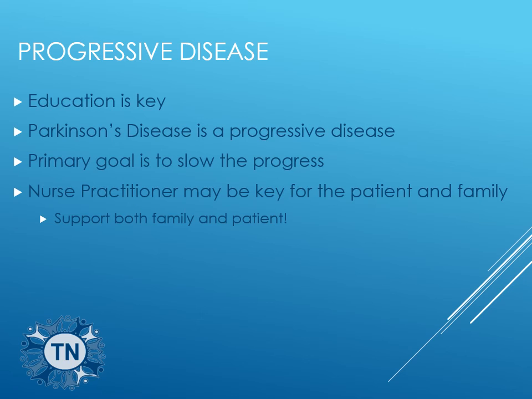Now, one of the most important things we need to do as practitioners is to educate both the patient and the family. They need to know that Parkinson's disease is a progressive disease. We do not have a cure for it. However, with the current treatments and research, we have found to be able to slow the progression of the disease down significantly enough that we can have a meaningful quality of life increase when someone's diagnosed with Parkinson's disease.